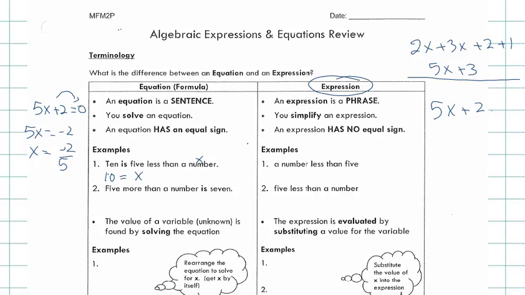Minus 5. That's right. Less is a minus. Less is a minus, right? So 5 less than a number, that means your number and you're taking away 5 from it. Right? Are we okay with that? Yeah. And then 10 is equal to that. So 10 is 5 less than a number.